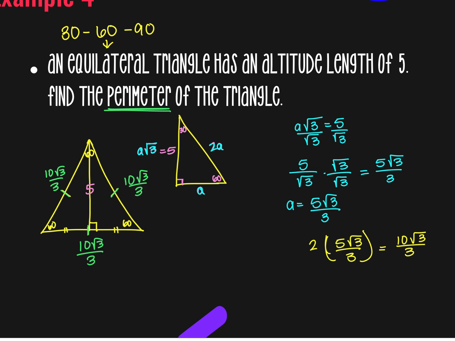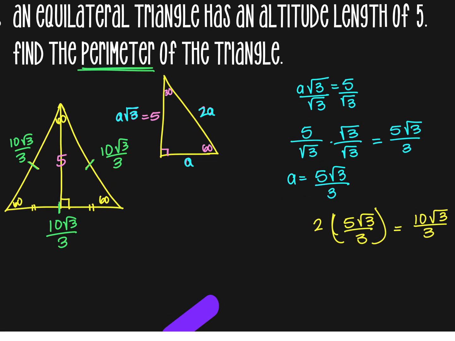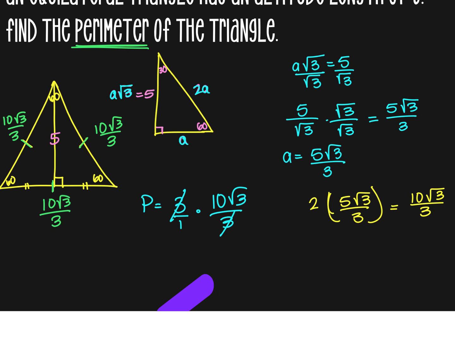I'm still not done. I'm going to take 10 times the square root of 3 over 3 and multiply it times 3. So I'm close to getting my answer. 3 times 10 times the square root of 3 over 3. Think of it as 3 over 1 since we're dealing with a fraction. These are going to cancel out, and my perimeter equals 10 times the square root of 3. All right, this one was a lot of work. Any questions on this one?